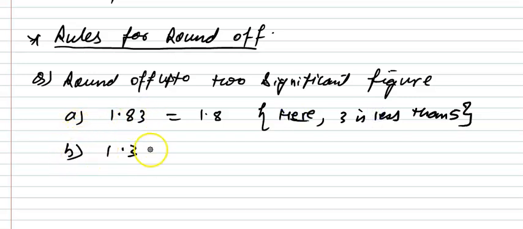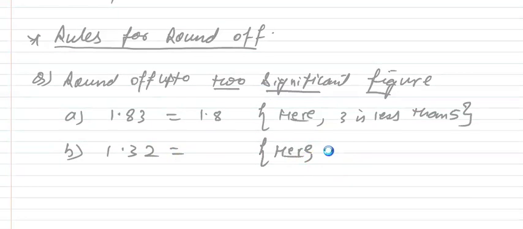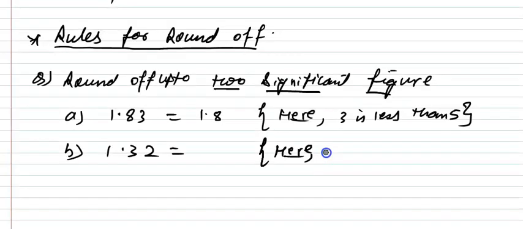B, let us take the example 1.32. Here we have to round off up to two significant digits. Here there are 3 significant digits, and we have to round it off up to two. The last digit 2 is less than 5, hence we can remove this 2 and it is 1.3.